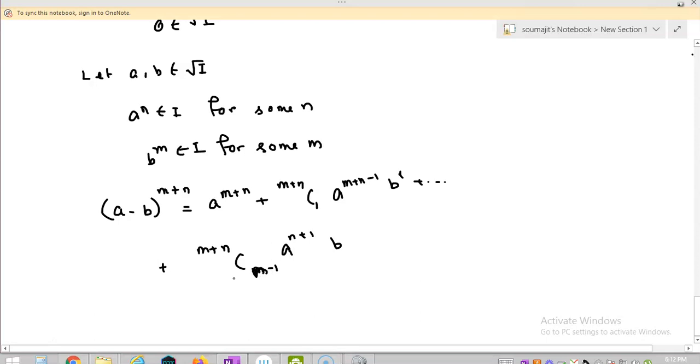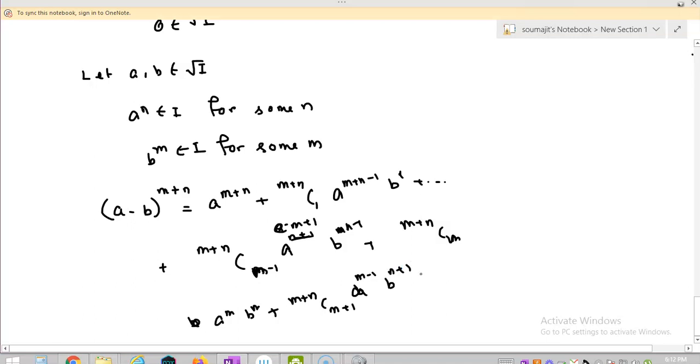I am considering n is smaller than m, so this is a to the power m plus 1, and b to the power n minus 1. Okay. And then m plus n c m n, a to the power m, b to the power n. Then the term will become m plus n c m plus 1, a to the power m minus 1 and b to the power n plus 1, and so on up to b to the power n.